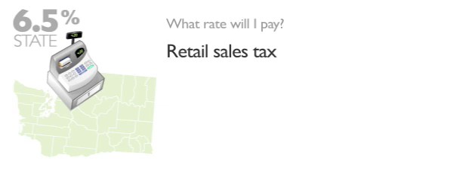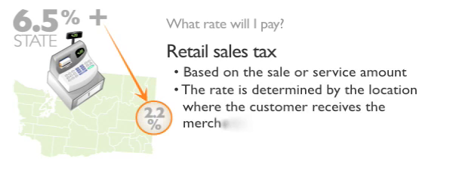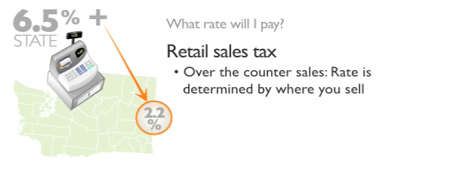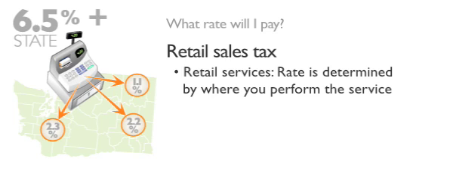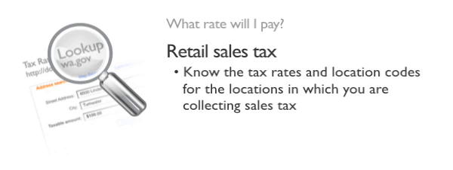Retail sales tax is calculated on the total amount of a sale or service. For retail sales, the rate is determined by the location where the customer receives the merchandise. This is the business location for over-the-counter sales or the place of delivery for shipments and deliveries. For retail services, the rate is determined by where you perform the service. You need to know the tax rates and location codes for the locations in which you are collecting sales tax.